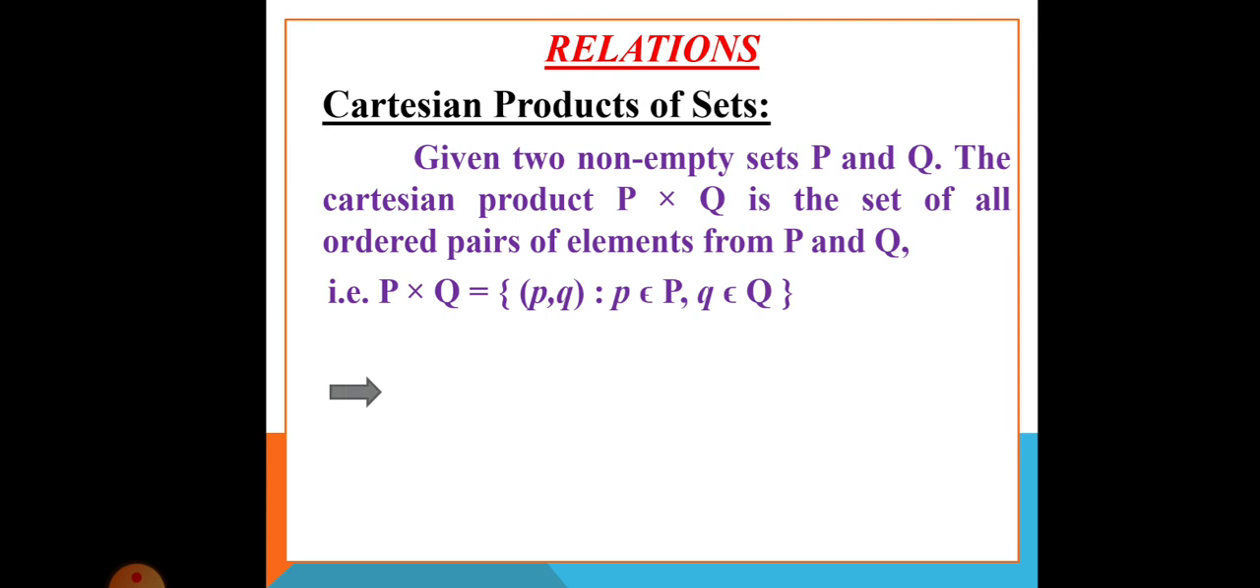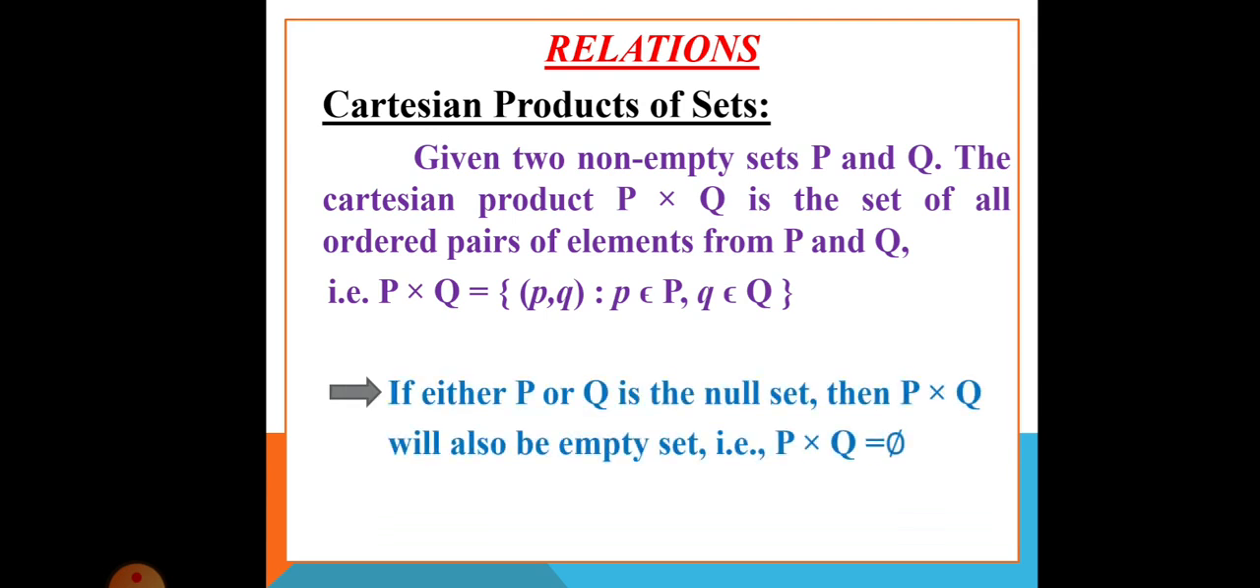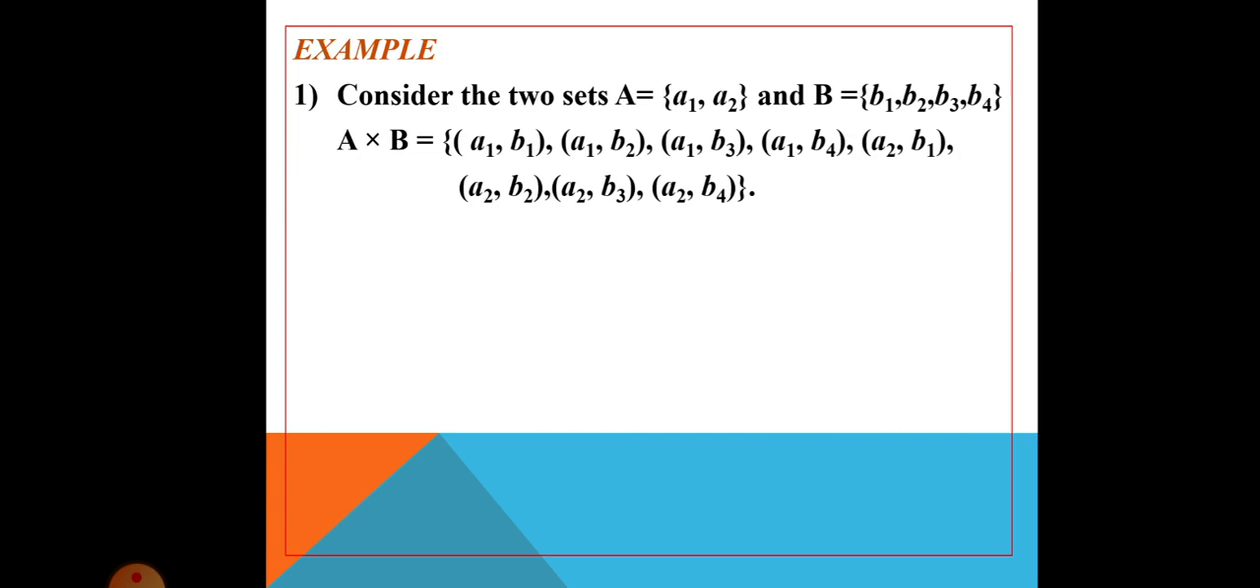And we have, if either P or Q is the null set, then P cross Q will also be the empty set. That is, P cross Q is equal to the empty set if any one of these two sets is an empty set. So we'll take one example now. Consider two sets A and B. A contains a1, a2 and B contains b1, b2, b3, b4. So we have to find A cross B now.